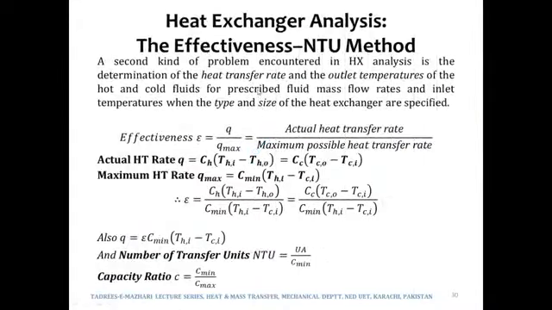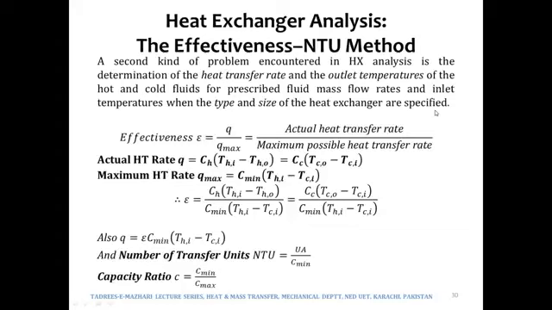Now the second method for heat exchanger analysis is Effectiveness-NTU, and this method will be used if the outlet temperatures are not known. So a second kind of problem encountered in heat exchanger analysis is the determination of heat transfer rate and outlet temperatures when the type and size of heat exchanger have already been specified.